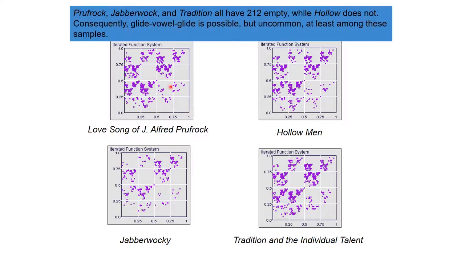So Prufrock, Jabberwocky and Tradition all have 212 empty, while Hollow does not have this 212 empty. Where is 212? 212 is this. So this is empty here, this is empty here, this is empty here, but here it is not empty. 212 is not empty in the Hollow memory. So what is the consequence? That means glide, vowel, glide is possible, but very uncommon, at least among these samples. So 212, usually it's possible, but less likely.